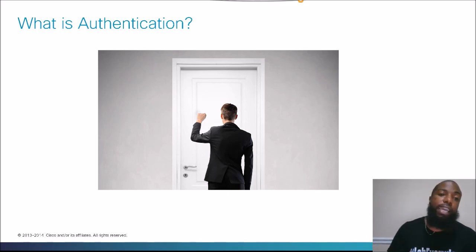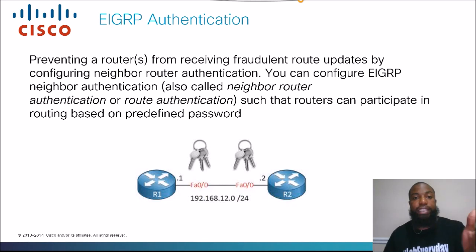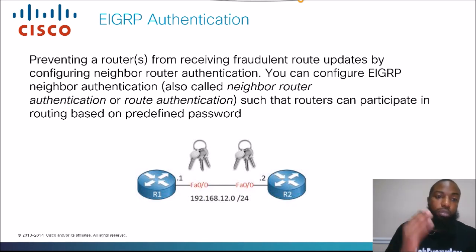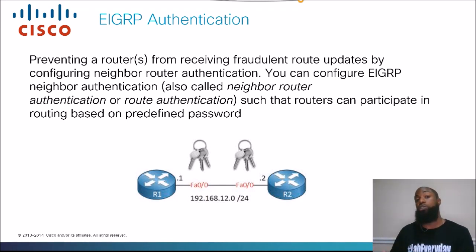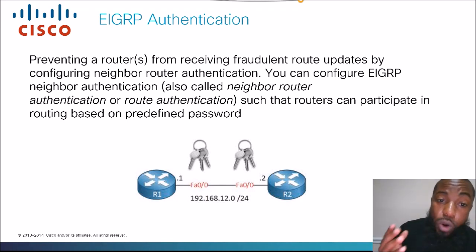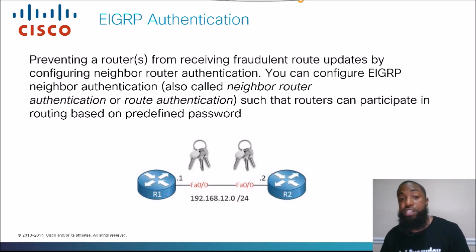So let's go ahead and head over to the slides. Let's head over to the next slide for the official definition. So EIGRP authentication: preventing a router from receiving fraudulent route updates by configuring neighbor router authentication. You can configure EIGRP neighbor authentication, also called neighbor router authentication or route authentication, such that routers can participate in routing based on predefined passwords.